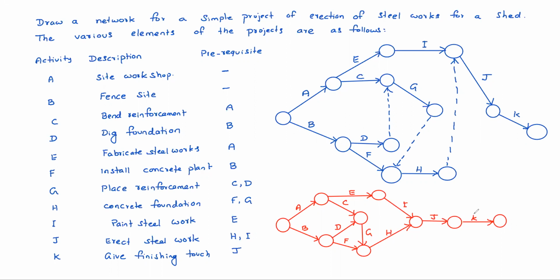Next, one more problem. Draw the network based on the following data. Activity, restriction. A activity: restriction is A should be before B. Less than means A must be done before starting B.